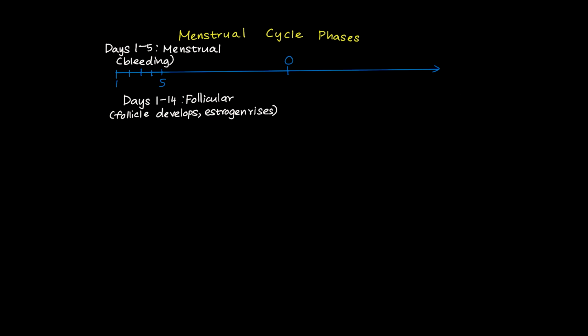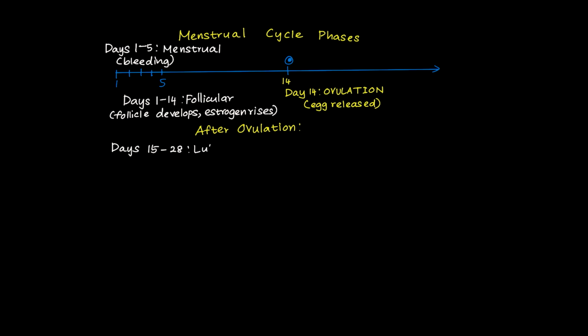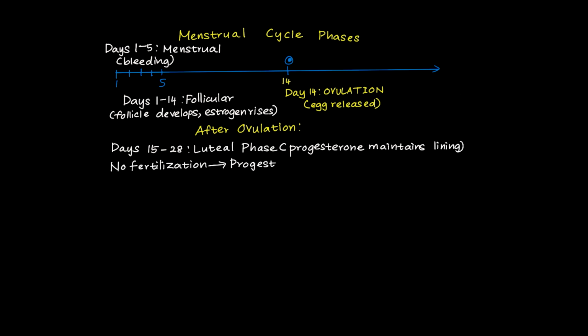Then comes day 14, ovulation. A surge of luteinizing hormone triggers the dominant follicle to release its mature egg from the ovary into the fallopian tube. This is the most fertile point of the cycle. After ovulation, the luteal phase kicks in from roughly day 15 through day 28. The empty follicle becomes the corpus luteum and starts producing progesterone to maintain the thickened uterine lining. If the egg isn't fertilized, progesterone drops, the lining breaks down, and menstruation begins again.